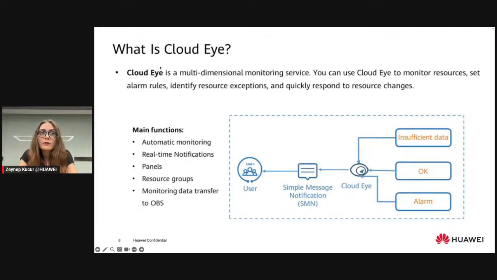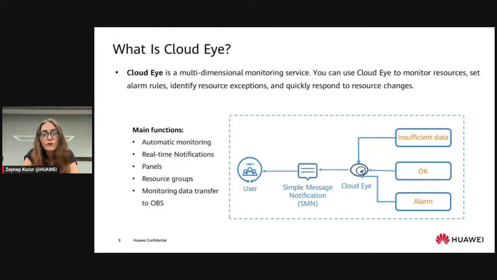Let me talk about each of the main functions one by one. For automatic monitoring, it covers cloud resources like ECS, which is our VM, Elastic Cloud Server, or AS, which is our Auto Scaling service. If auto scaling groups or cloud servers are created, monitoring starts automatically. After deploying a cloud service, you can check its status on the Cloud Eye console and set up alarm rules.